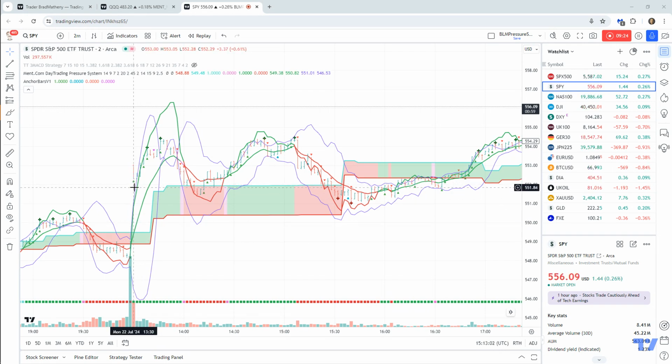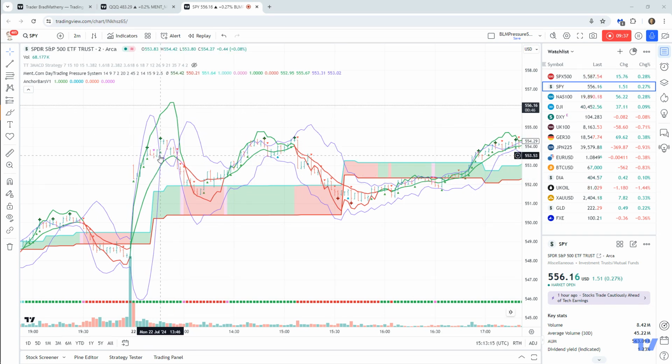And we carry the long all the way up. Notice the Bollinger Bands inverted here. Kind of wild, right? That's the pressure system. The pressure system can cause that to happen. So in this case, we are above the long trade and below the short trade.